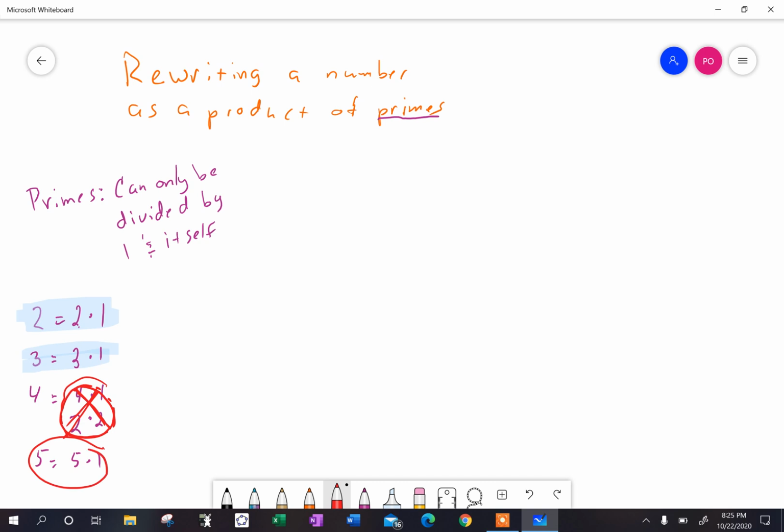5 is prime. So what I'm going to do real quick is make a quick list of the first so many prime numbers. And today is my birthday, and I am 43, which happens to be a prime number as well.